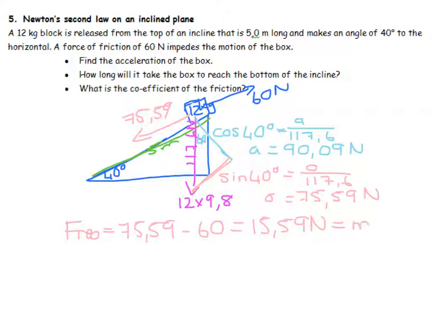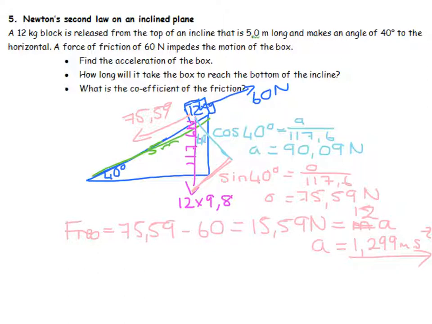That's equal to the mass of the block times acceleration. We know the mass of the block, it's 12. And therefore, when I divide 15,59 by 12, I land up with 1,299 meters per second squared, or 1,3 meters per second squared. Store that number in your calculator because you're going to need it later and you'd like it to be as accurate as you possibly can make it.